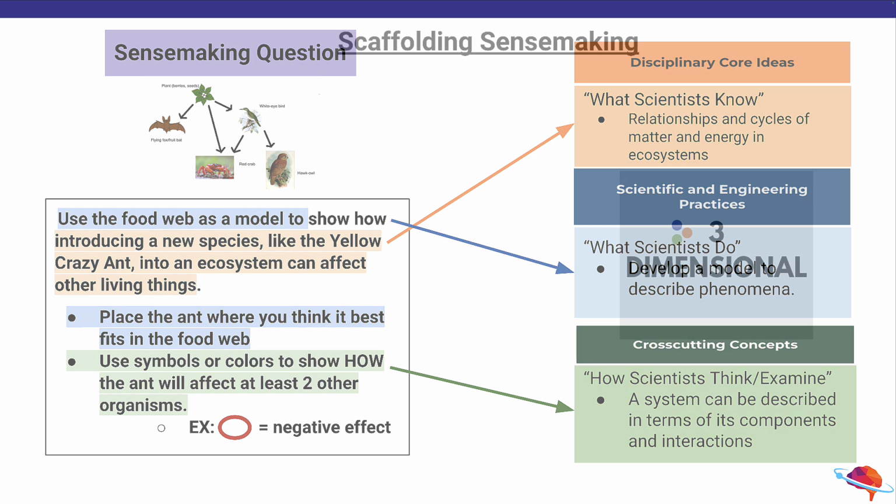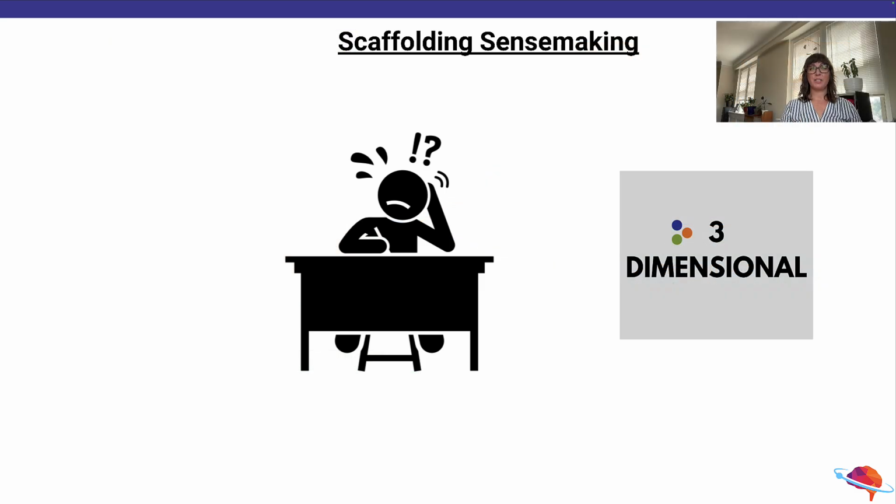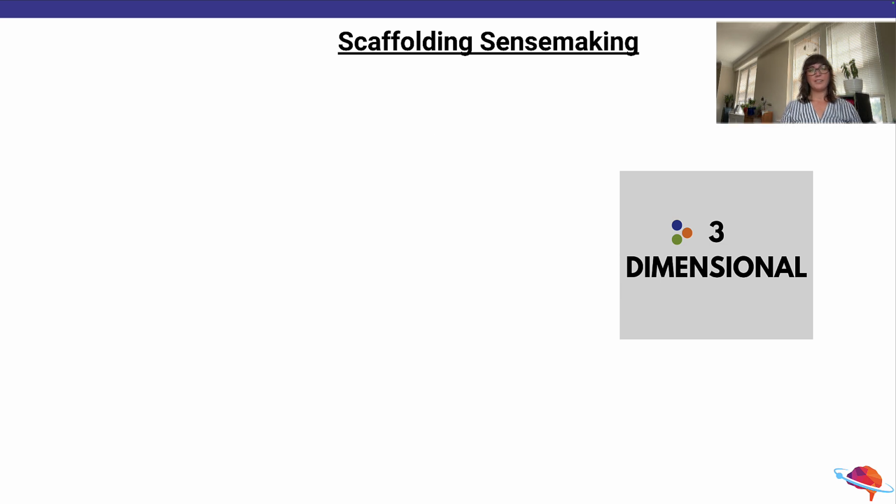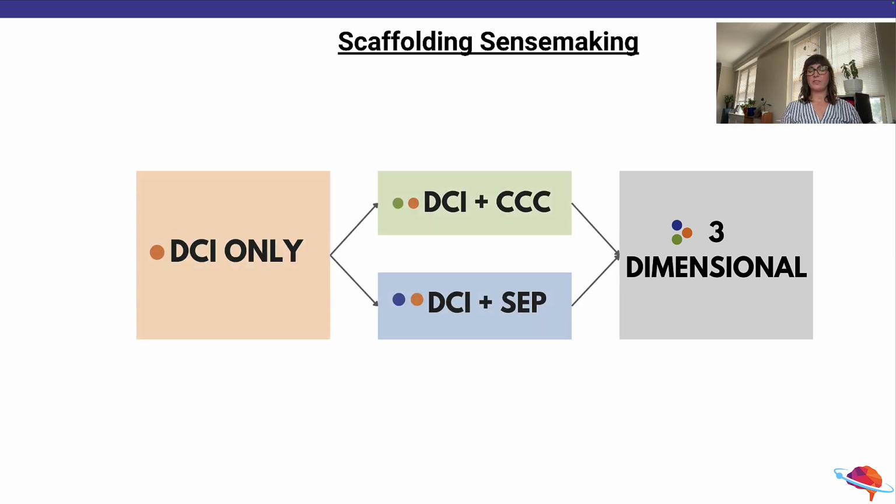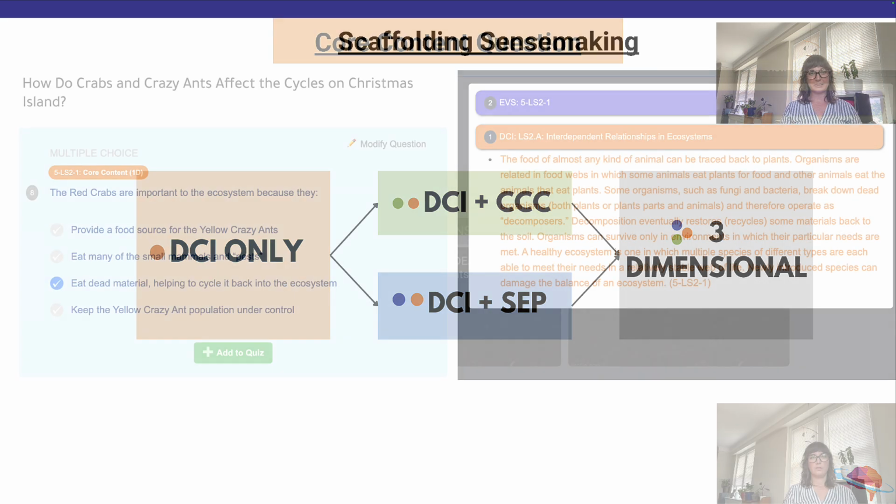But in reality, we know that many students might struggle to answer rigorous three-dimensional questions like this for a number of reasons. This is why InnerOrbit breaks down the 3 dimensions of the NGSS to create questions that scaffold the student journey towards making sense of complex phenomena. Let's take a closer look.